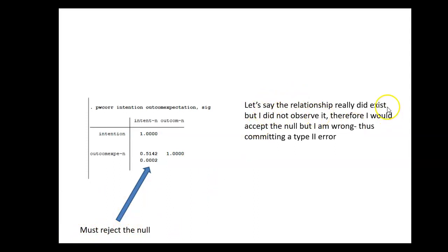But let's say that the relationship really did exist and I didn't observe it. So let's say that this number was 0.1. So the relationship really does exist, but it was not observed. Because it was not observed, I would have to accept my null hypothesis, which in reality I would be wrong, committing a type 2 error.